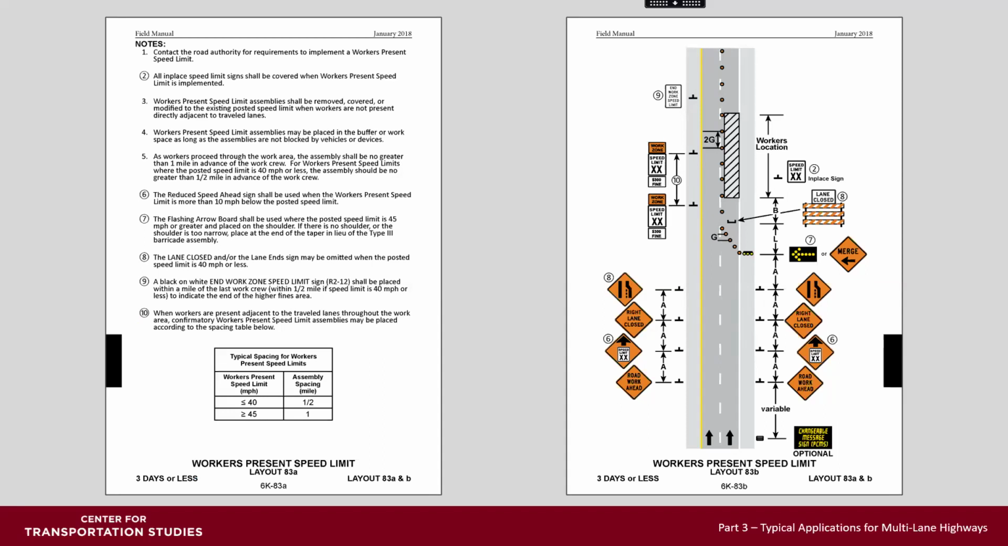Layout 83A and B detail this in the field manual. Please note the restrictions and conditions on sign spacing. Again, it's recommended that you record the location and time of all speed limit signs when they're installed, and when they're covered or removed.